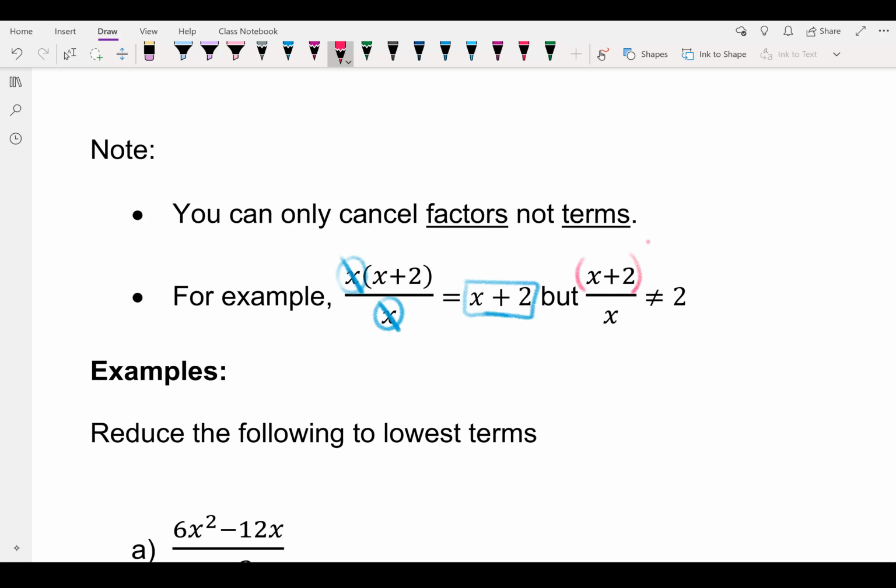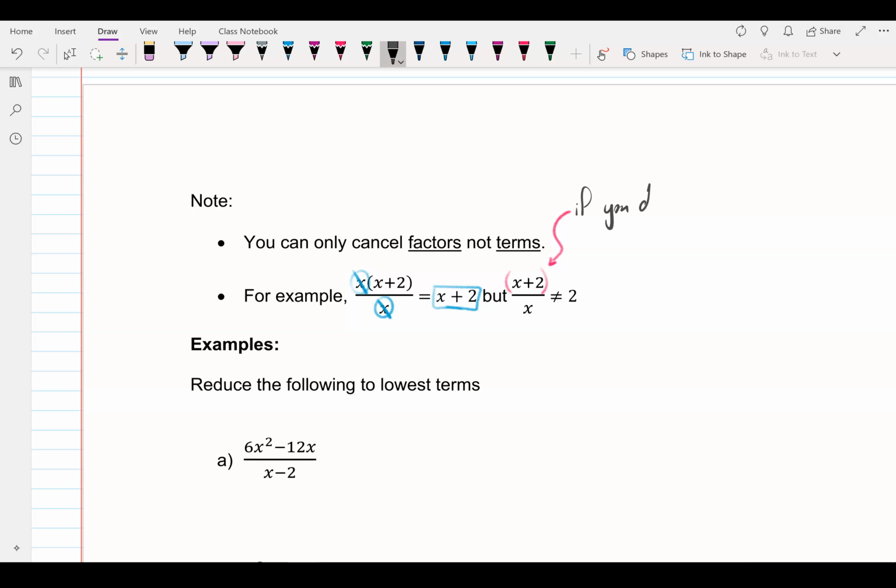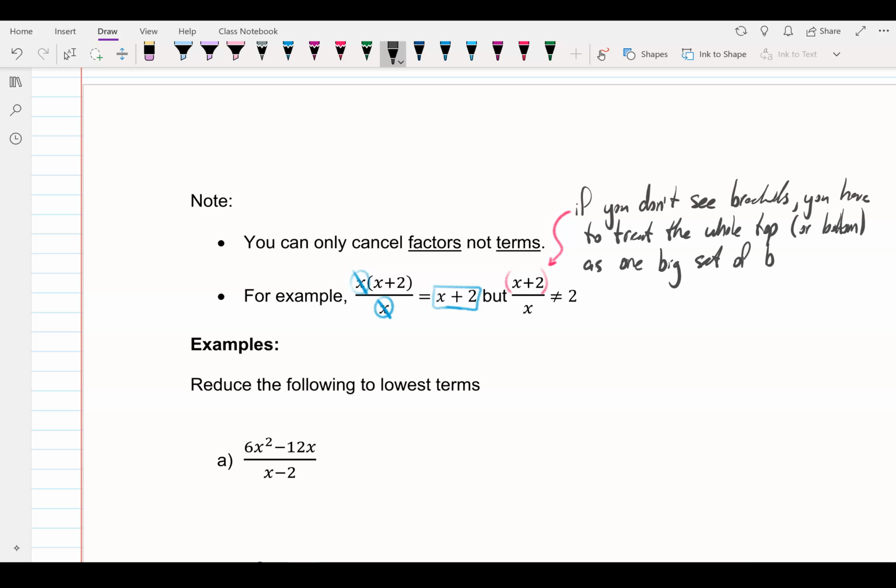One way to think about this is if you don't see brackets on the top, like this, like you see there's clearly brackets here, if you don't see brackets on top, you have to treat the whole top like a set of brackets. Okay, treat the top and the bottom as one big set of brackets. And why is that relevant? You can only cancel it if the entire top matches the entire bottom, or if the whole top cancels with something on the bottom, okay? So just keep that in mind.